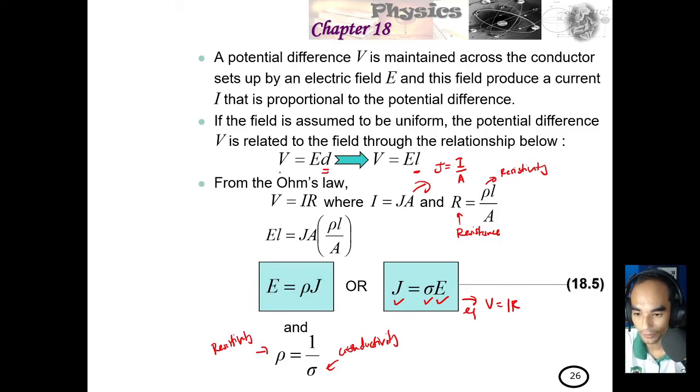So you can see that V equals IR and J equals sigma E are equivalent.